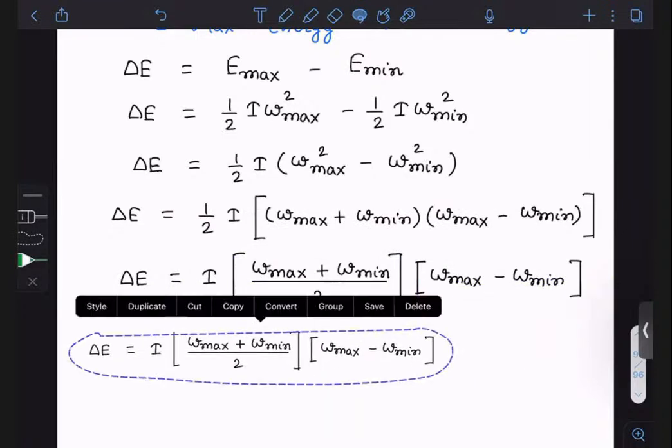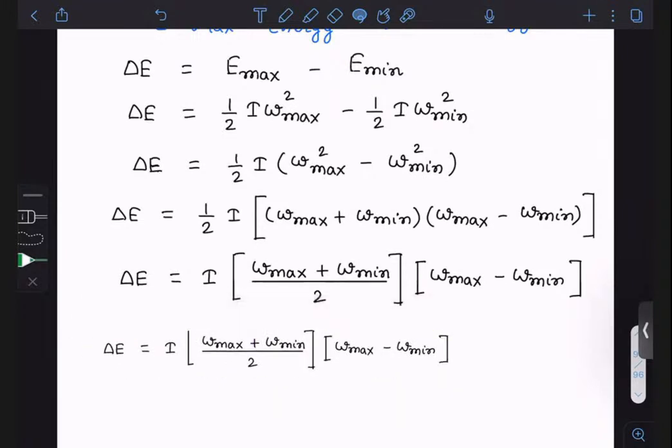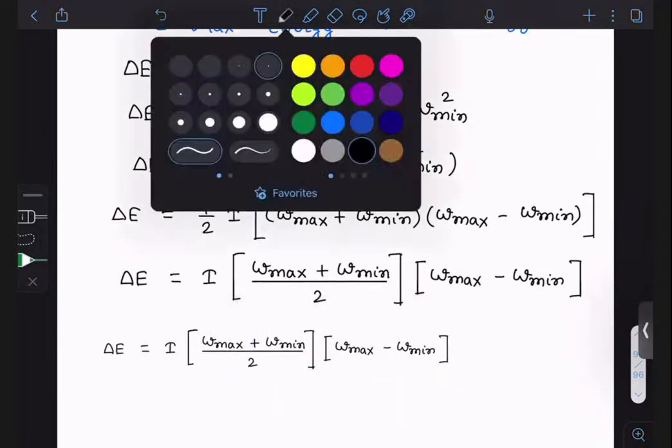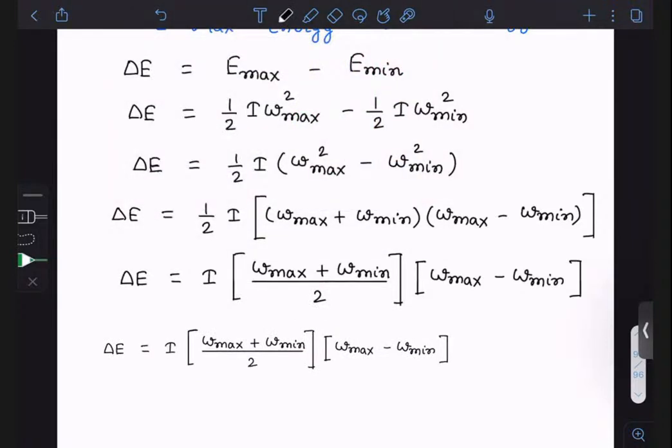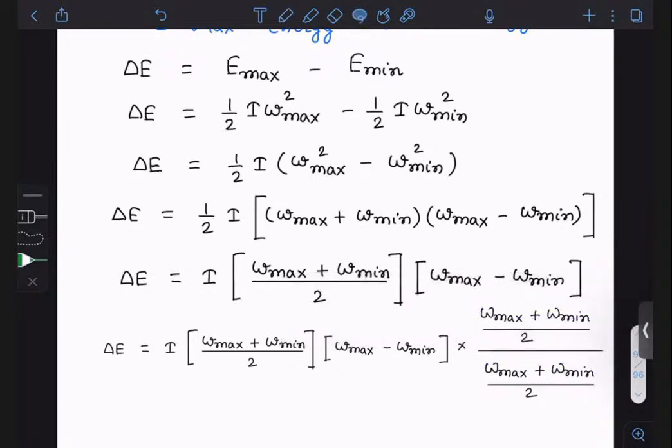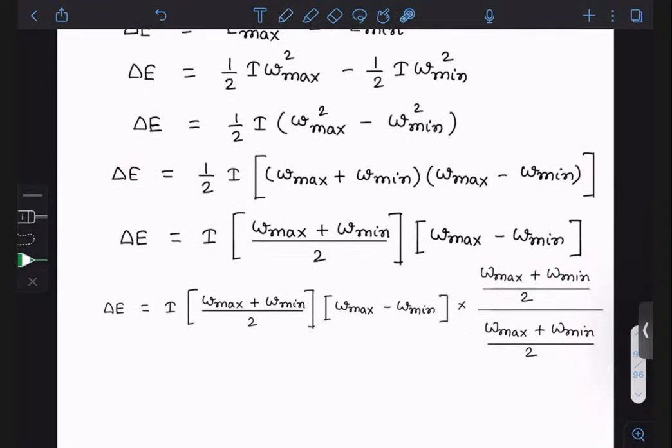See, my dear, I'm going to use this omega max plus omega min divided by 2, divided by the same thing, like this. Same mathematics, right? I'm multiplying the mean in numerator as well as denominator. Now you can see this is the mean. Okay, so here you can write like this.